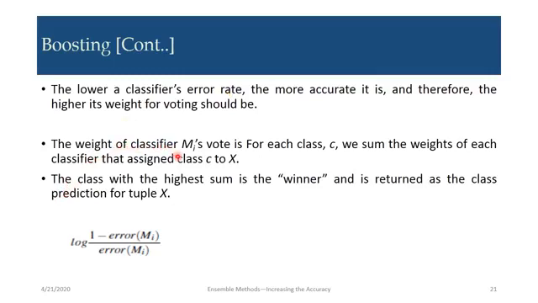So the weight of classifier Mi's vote is, for each class C, we sum the weight of each classifier that assigns class C to a particular data tuple X. So the class with the highest sum is the winner, and is written as the class prediction for the tuple X. Here the formula for that is log((1 minus error(Mi)) divided by error(Mi)).